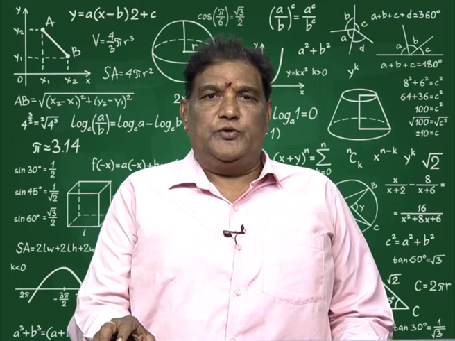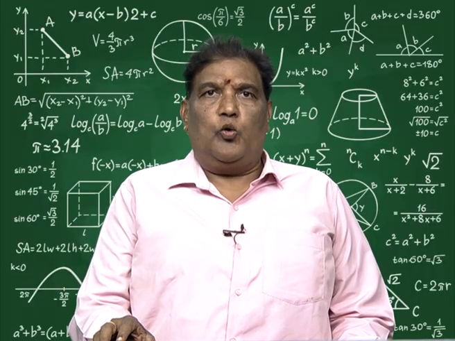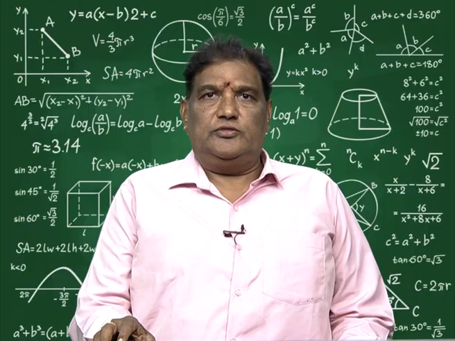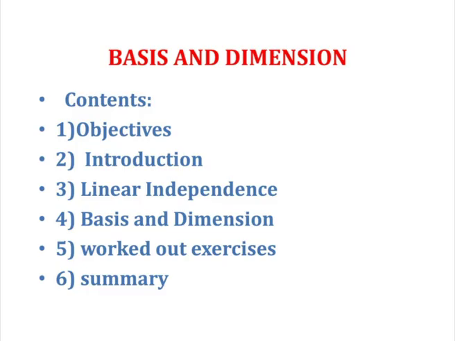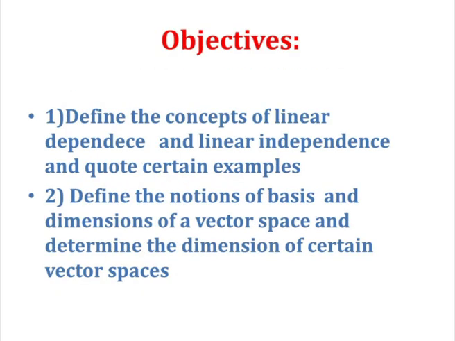Dear students, today we are discussing the 5th semester core subject, linear algebra. The chapter name is Basis and Dimension. Contents: objectives, introduction, linear independence, basis and dimension, worked out exercises, summary. Next, objectives. First one, define the concepts of linear dependence and linear independence and quote certain examples.